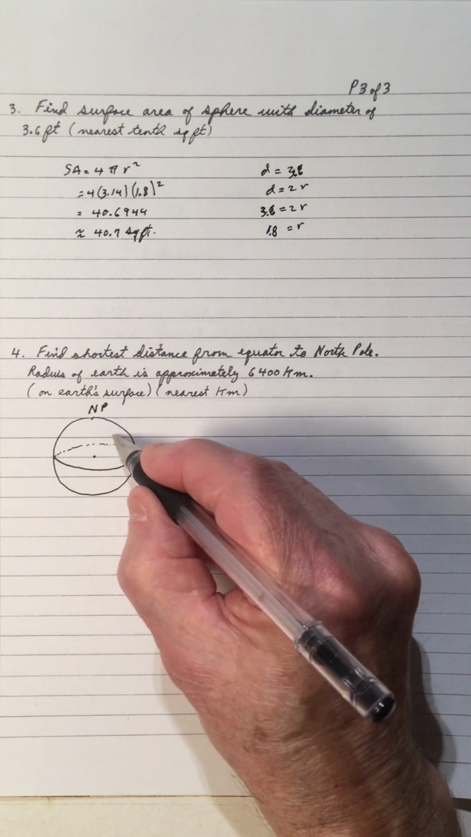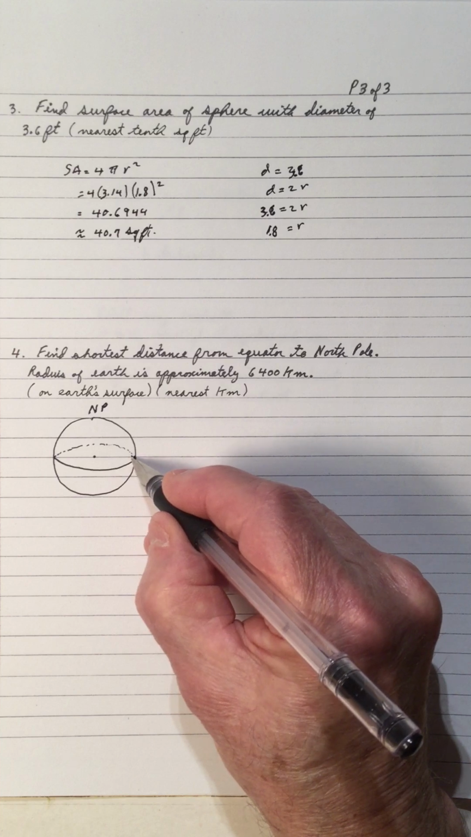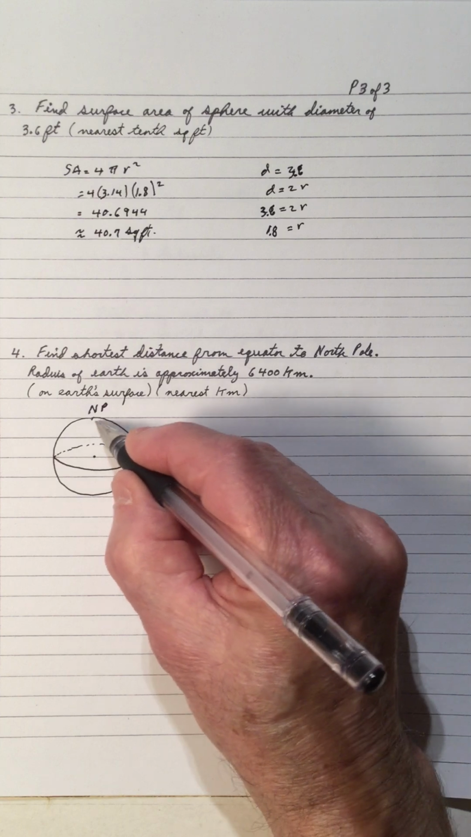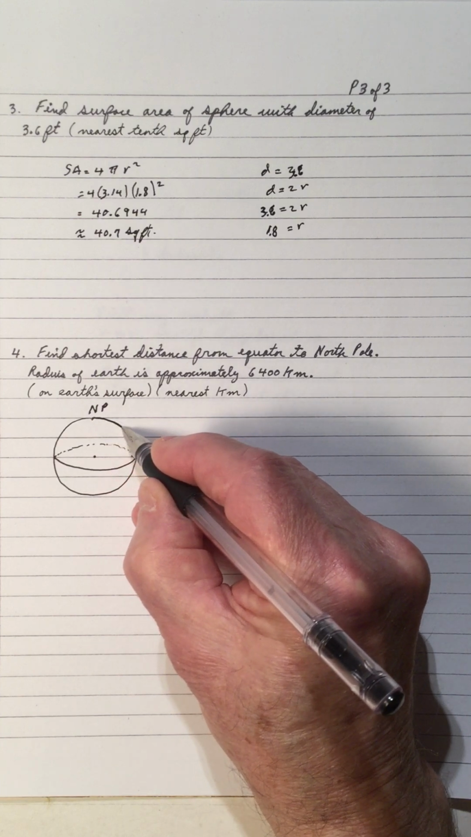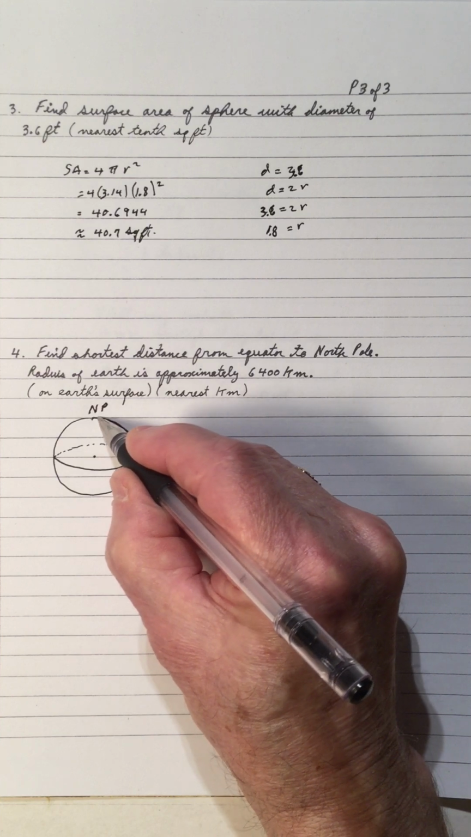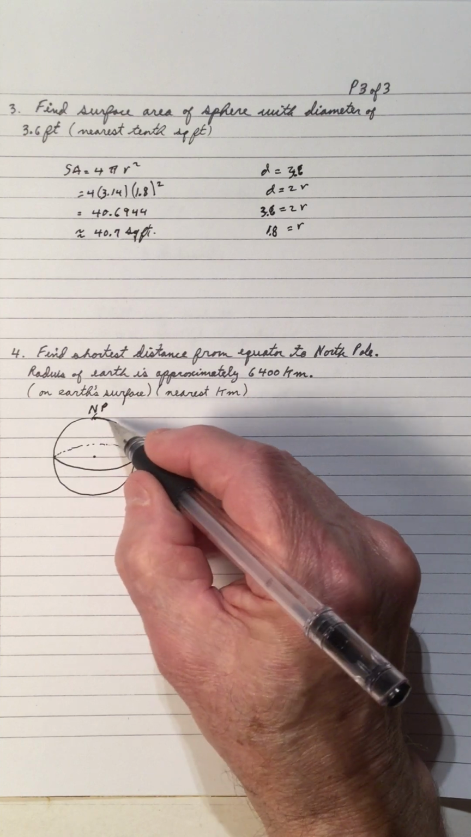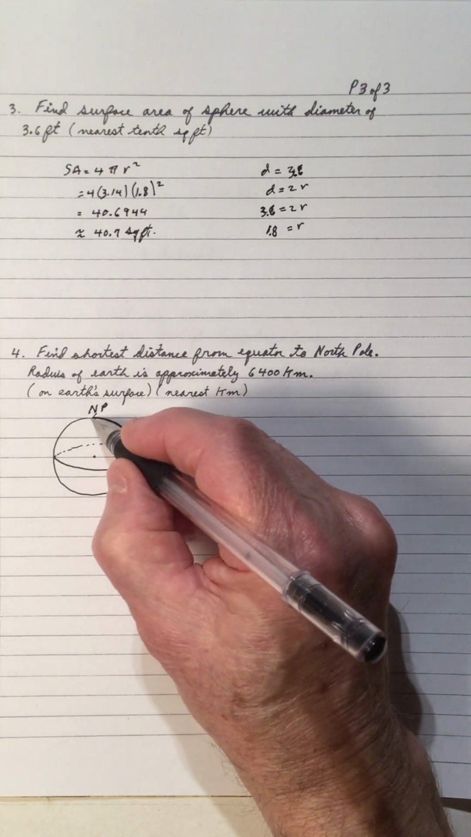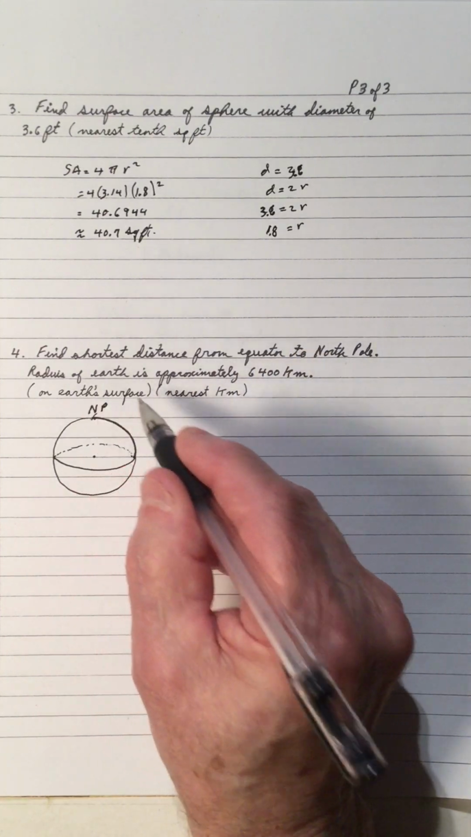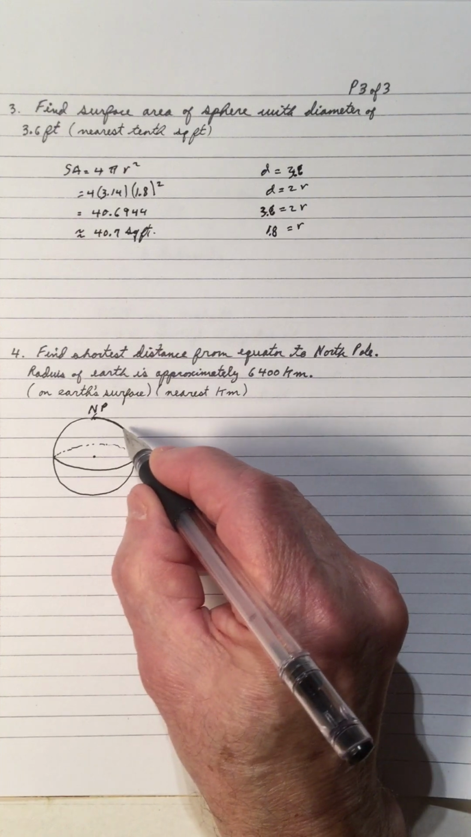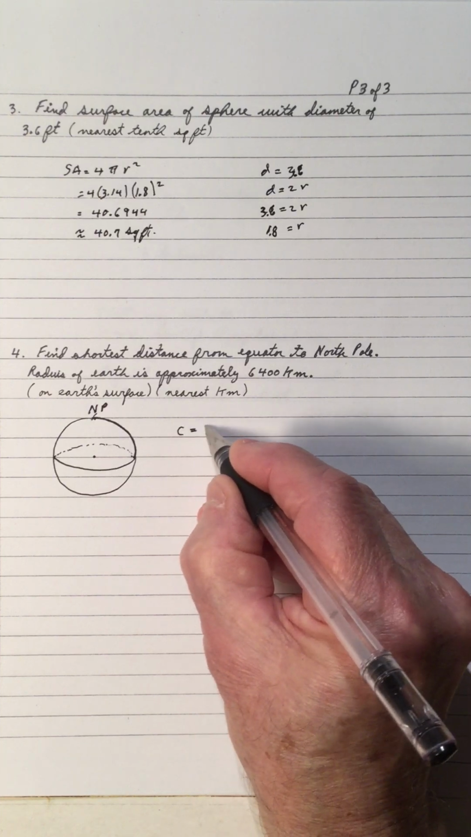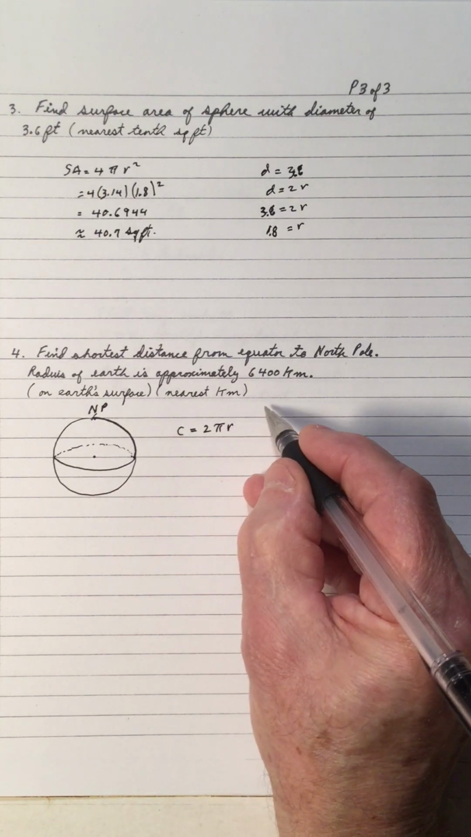Now, you can't go straight, that's the shortest distance, but that's going through the Earth. And if you want to travel, you have to travel on the outside. So this is the shortest distance that I have to travel to get to the North Pole, unless I wish to go through the Earth. But we're talking about the shortest distance from the equator to the North Pole on the Earth's surface, and on the Earth's surface you're dealing with circumference. So the circumference of the Earth is 2 pi r.